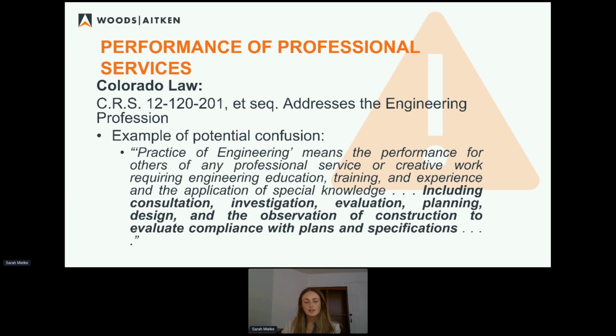So there's definitely a chance that observing construction for defects, right? And defects are going to be based on plans and specifications. So if you're evaluating the construction against plans and specifications, there's a chance you could be performing the practice of engineering and you don't even know it. And it actually happens all the time, and people aren't always caught. Thank God there aren't always issues. But when there are, that's when you run into pretty big problems.